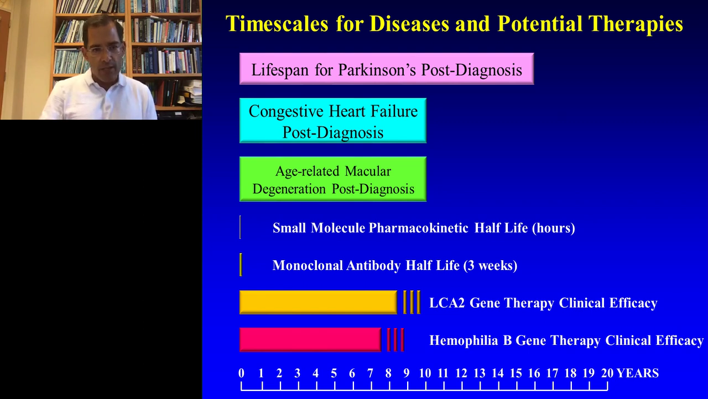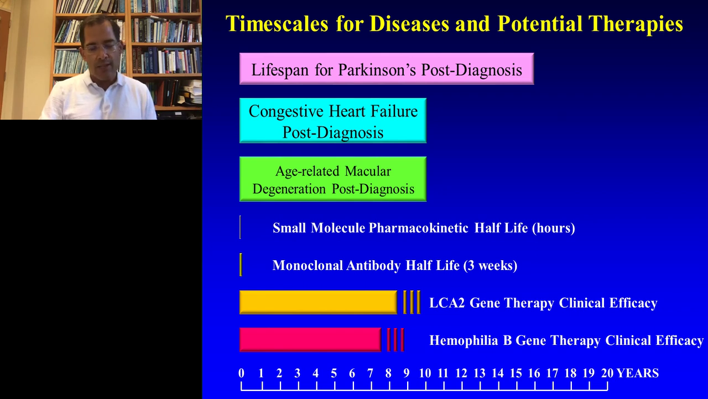So compared to these timescales, we have small molecules that typically stay in the body on the order of hours, or perhaps a monoclonal antibody where, if we're lucky, it's on the order of several weeks. There's obviously a huge mismatch between these two timescales, and as a result, these treatments are really treatments. They're not cures for the underlying condition. They only partially improve the quality of life of the patient, and they tend to be quite expensive.